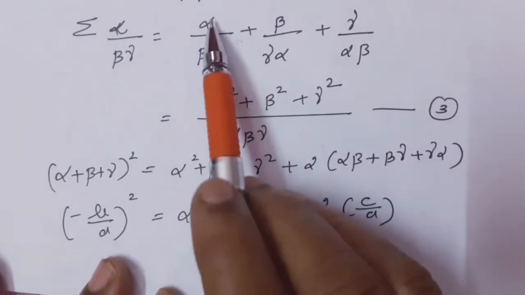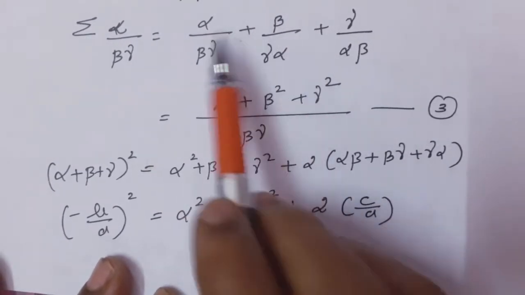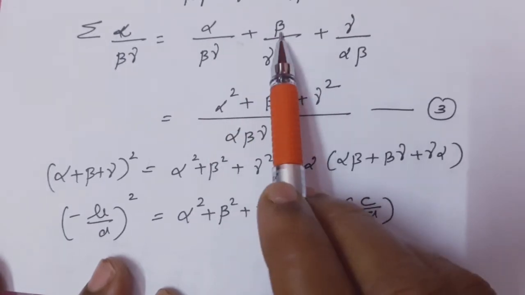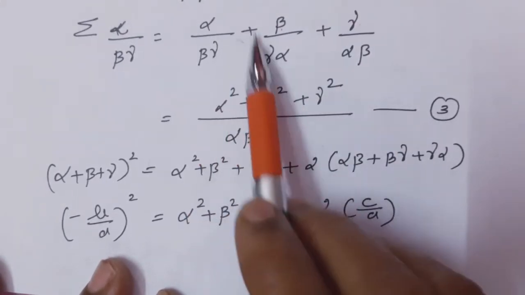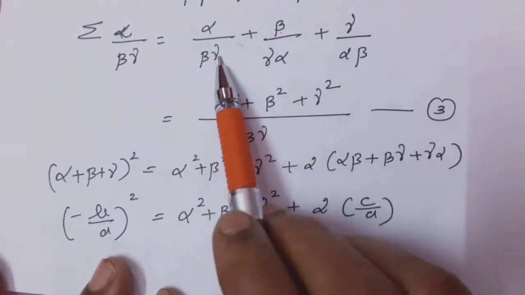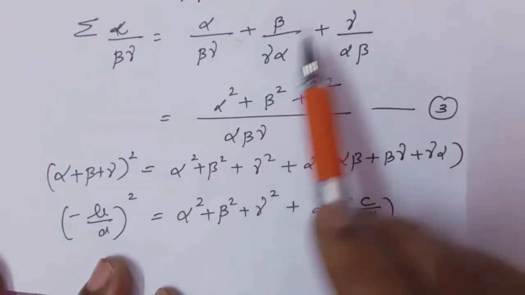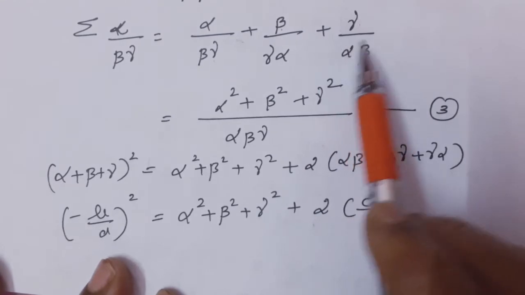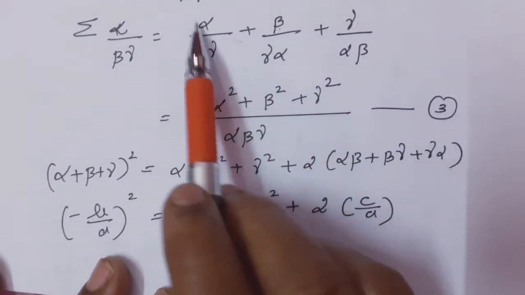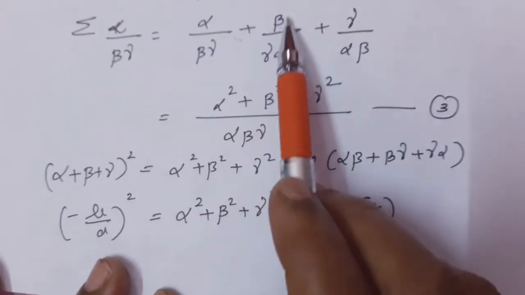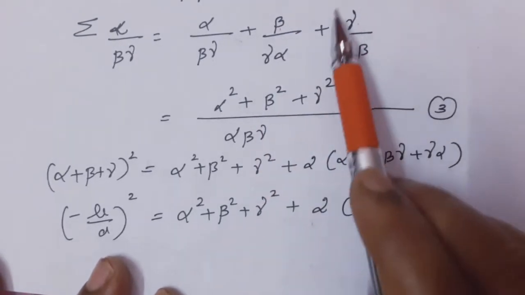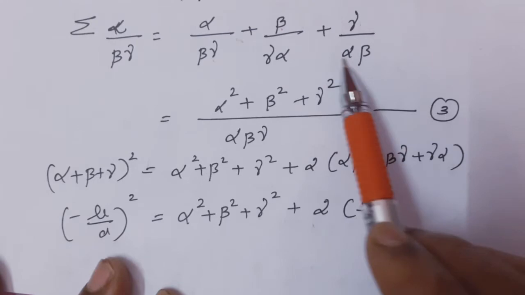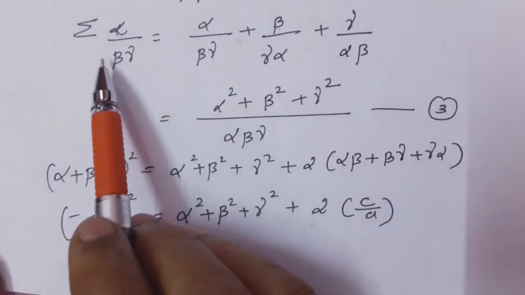The first one: numerator is alpha, denominator is beta gamma. Plus the second one: numerator is beta. Third root: numerator is gamma. Therefore, alpha by beta gamma plus beta by gamma alpha plus gamma by alpha beta. See here, the numerator is alpha, so the denominator does not contain alpha. Numerator is beta, so the denominator is gamma alpha, the remaining other two roots. Numerator is gamma, so the remaining two are alpha and beta.